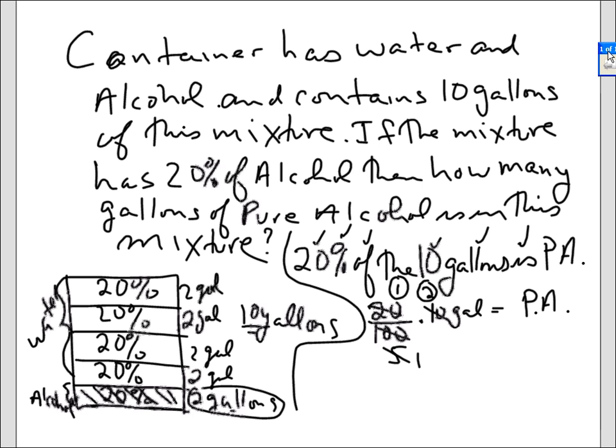1 times 2 is 2, times gallons is 2 gallons, divided by 1. The rule for dividing by 1 is don't even bother. So the final answer is 2 gallons of pure alcohol. You multiply the concentration by the number of gallons.